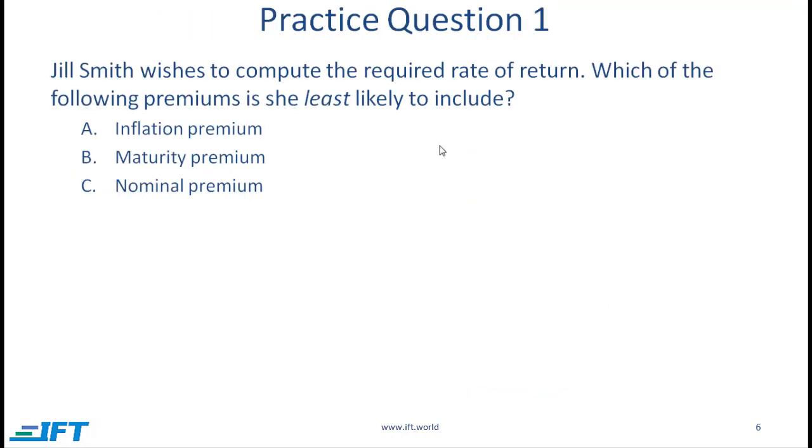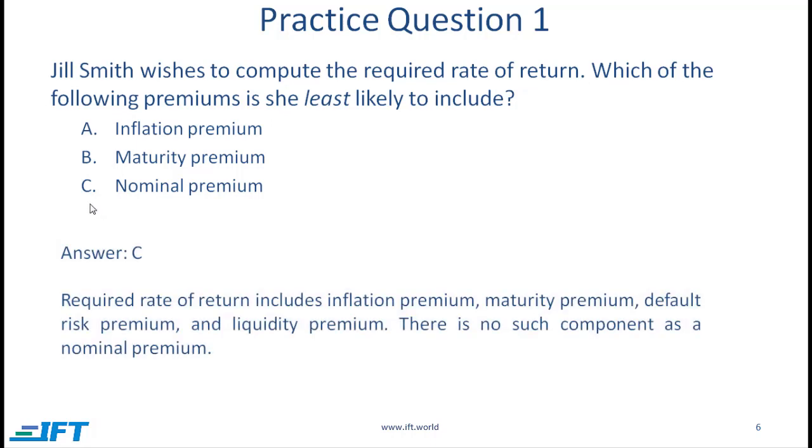Let's look at a practice question. Jill Smith wishes to compute the required rate of return. Which of the following premiums is she least likely to include? The correct answer is C, nominal premium. And we say that because while this sounds like a nice term, it is clearly not included in the list of premiums that you saw on the previous slide. It is possible that you'll see a question like this on the exam. So make sure that you know all the premiums really well.